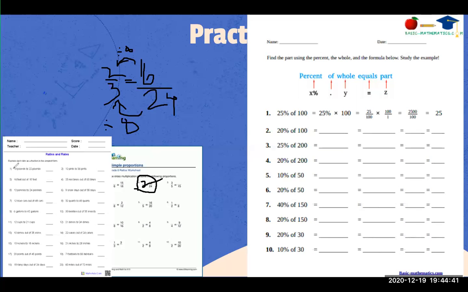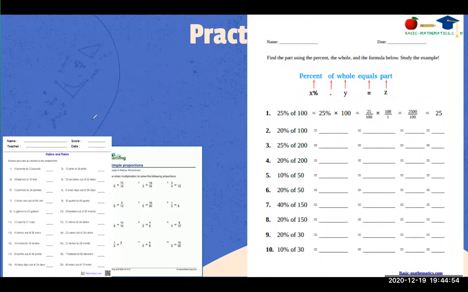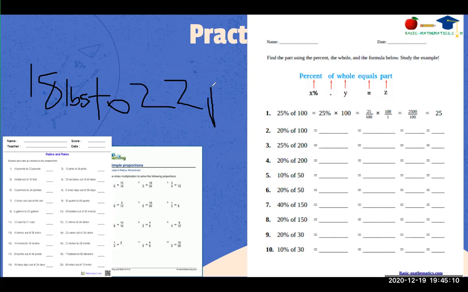Okay, so ratios. All you have to do for this one is, so this says 18 pounds to, let me just clear the screen just a second, guys. So that's 18 pounds to 22. Okay, that's supposed to be an L pounds. So 18 pounds to 22 pounds.